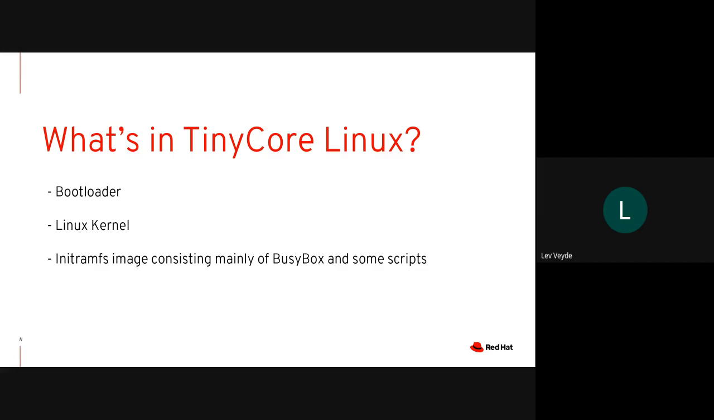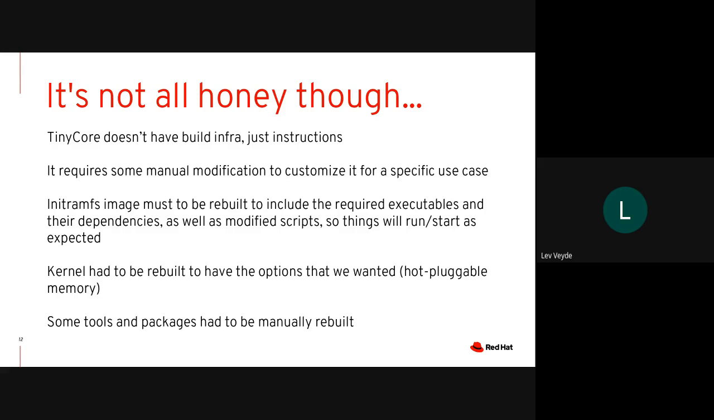So on first sight, it was quite good for us because it's simple. It means it's simple to modify for our needs. But as we began to work on it, we also saw that it's not all honey. First of all, the Tiny Core project doesn't provide infra. They basically provide you with the release and some instructions on building it. If you want to build your own custom version of Tiny Core Linux, you need to get the instructions and build it manually yourself.